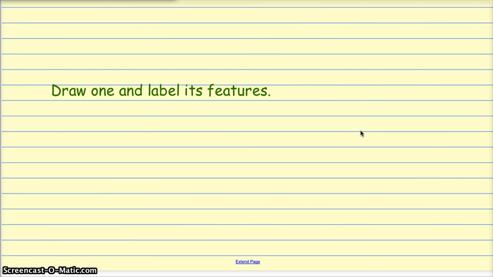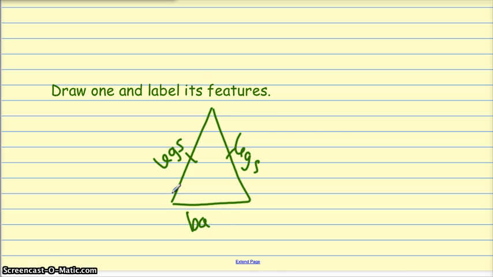So an isosceles triangle has two congruent sides called legs. And its base is a different length. These angles down here at the bottom are referred to as the base angles. And the angle up at the top is referred to as the vertex angle.